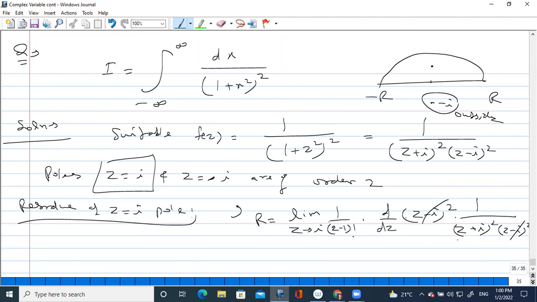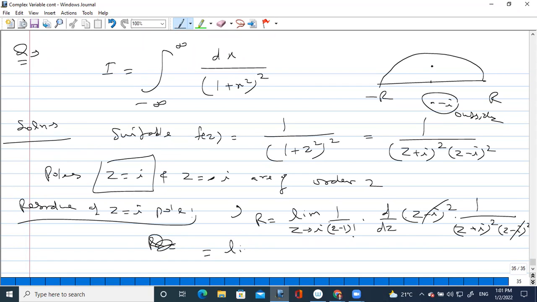Here you put z equal to I. So it will be I plus I, 2I. 2I whole square. 2I whole square means 4 minus 4. So residue will be... differentiation you have to do first, no? Then you have to put the value. So it will be minus 2.